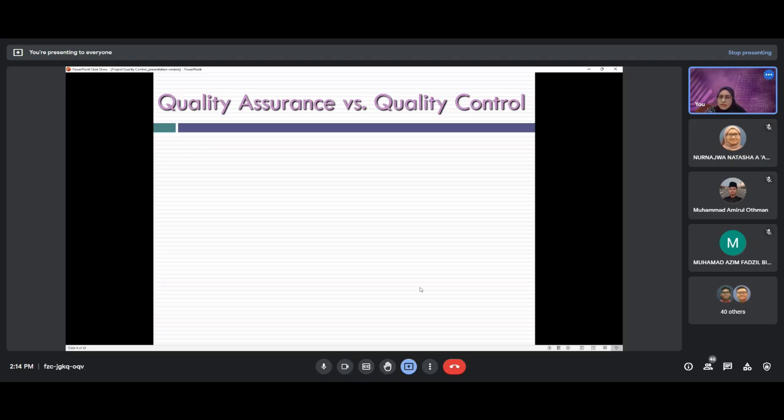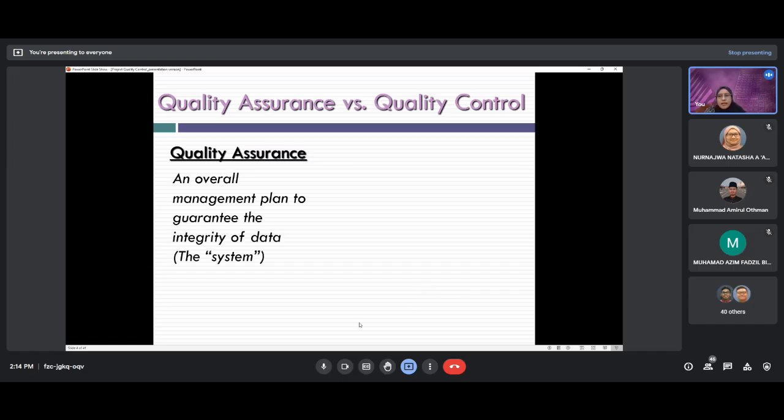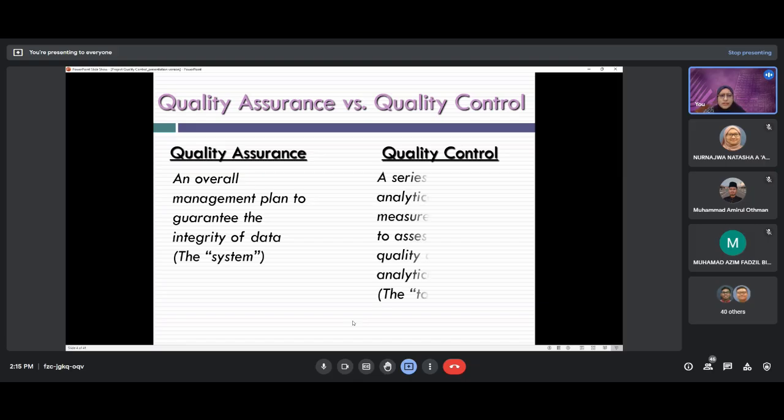Okay, last week we learned about quality assurance. So what is the difference between quality assurance and quality control? They are related, but quality assurance is an overall management plan to guarantee the integrity of data. It means that it is a plan, it's a process. So when you establish a process, you are establishing a system. And quality control is a series of analytical measurements used to assess the quality of analytical data. So this is also known as the tools.